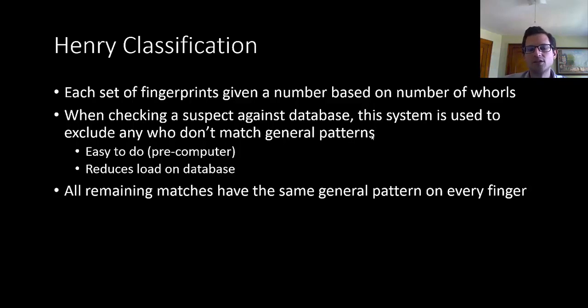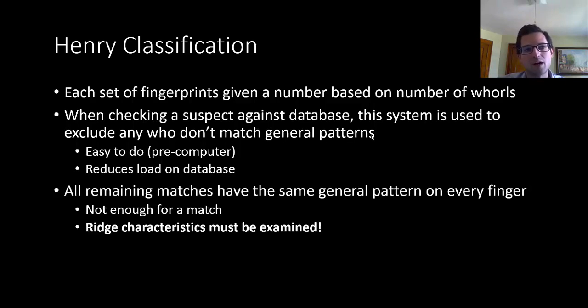So all of the matches that are returned, if your suspect that you've brought in and fingerprinted and submitted to the system has a whorl on his left thumb, then all the returned patterns will have a whorl on the left thumb. If your suspect does not have a whorl on the right finger, then all of the matches returned will not have a whorl on the right finger, and so forth. Now, this is not enough for a match. This is absolutely not enough for a match, but it is enough to exclude a number of possibilities.